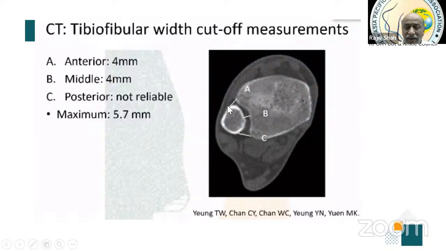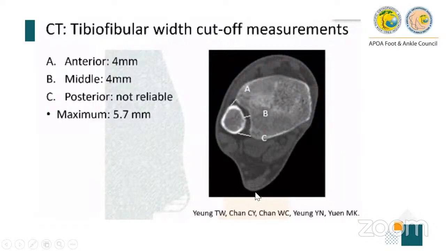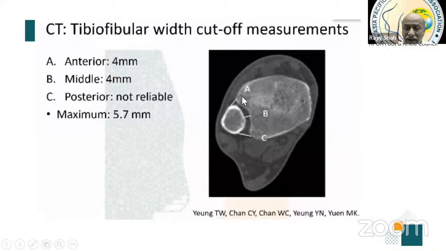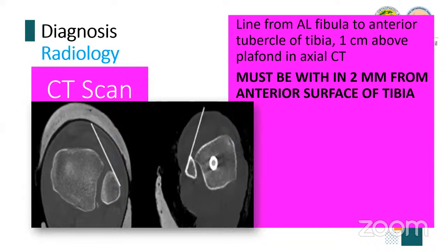Okay, this one study by Chen et al. They said that the anterior distance in the notch, where the fibula is in the notch of the tibia, at the level of incisura, anterior distance is 4 mm, middle distance is 4 mm, and posterior distance is 5.7. But this is not reliable. This can vary. So that is why you should always have the opposite side CT scan showing you the perfect delineation of this notch.